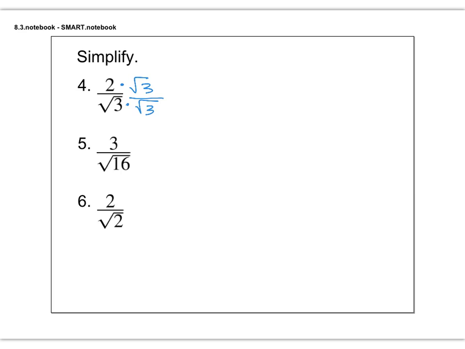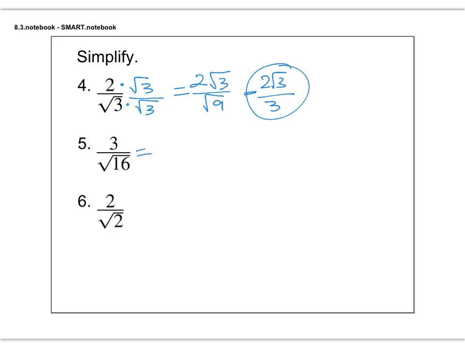So in this case, root 3 is on the bottom, so we're going to multiply top and bottom by root 3. In the numerator, we now have 2 root 3. In the denominator, we have square root of 9, which we all know is 3. So we get 2 root 3 over 3. And so that would be our final simplified answer.